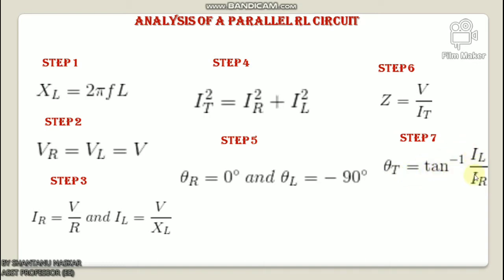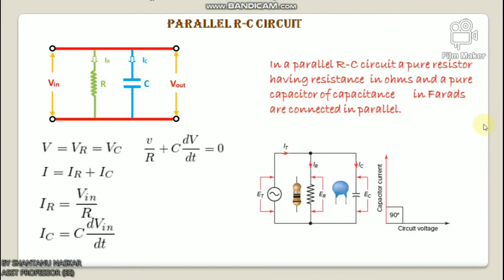IL by IR. So the total phase angle of a parallel RL circuit always lies between 0 degree to 90 degree. It is 0 degree for a pure resistive circuit and minus 90 degree for a pure inductive circuit. After this, I will discuss the parallel RC circuit.